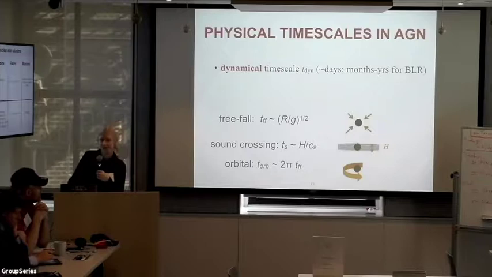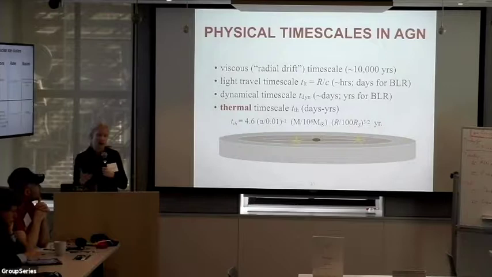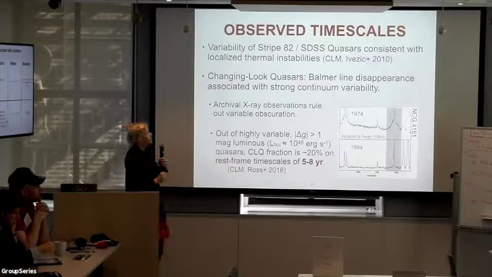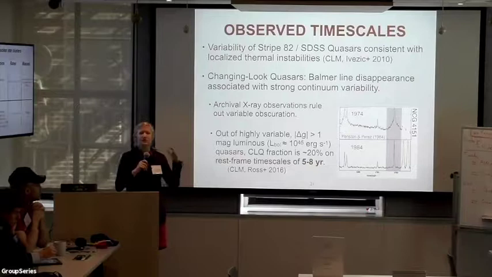The shortest timescale you might expect to see physical changes of the disk is the dynamical timescale. And then there's also the thermal timescale, which is about a few years. From the observed variability of Stripe 82 quasars, we found the average characteristic timescale of quasars was consistent with thermal timescales. So that indicates maybe there are some localized thermal instabilities in the disk, and this might even imply an inhomogeneous disk.